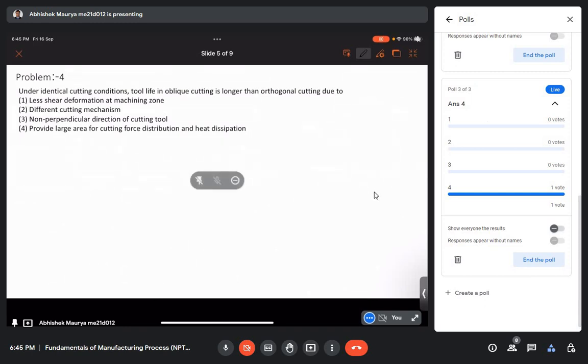Don't know, sir. Hello, yes, please tell. Okay, if you don't know, please wait, I will discuss. If you know, then you can choose the correct answer. So, provide a large area of cutting, force distribution, and heat dissipation. Someone is telling option number 4. Yes, that is the correct answer. Thank you. Please explain, sir.